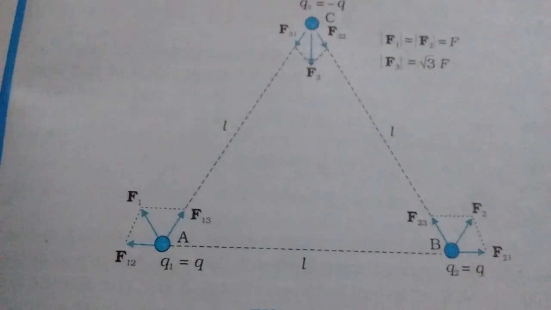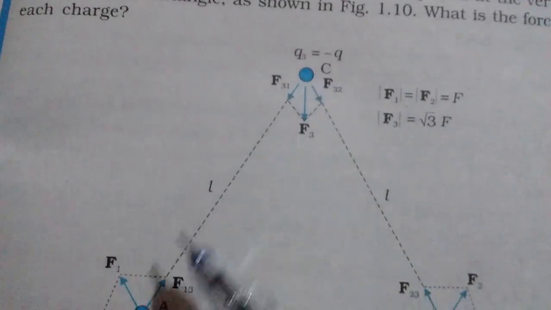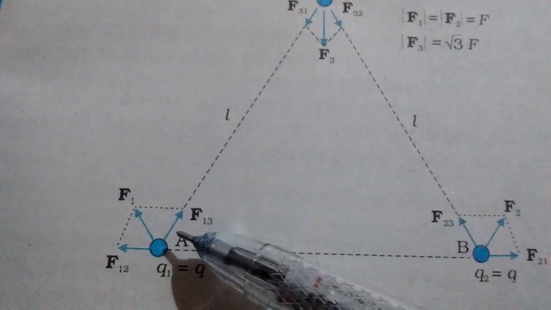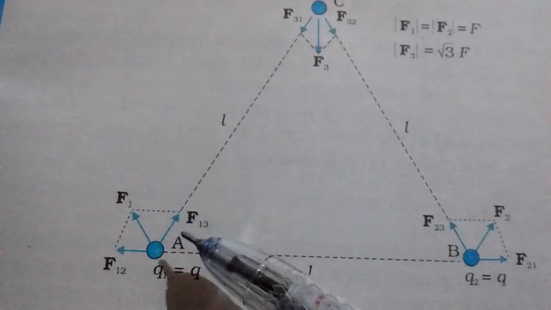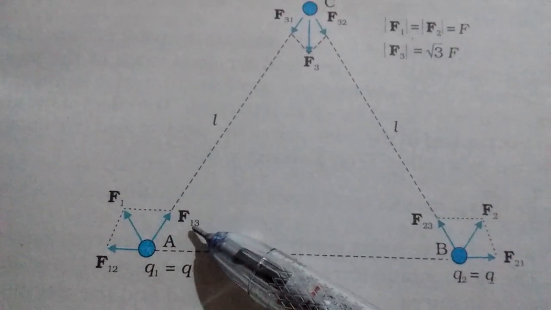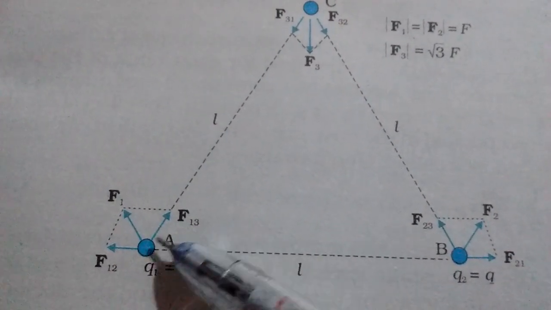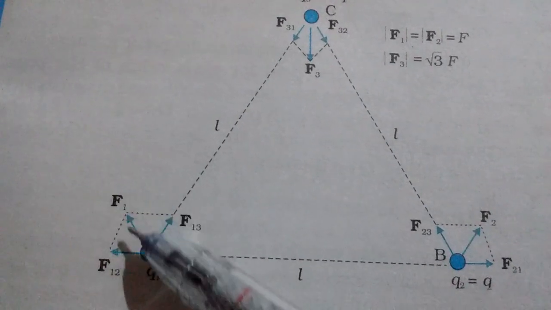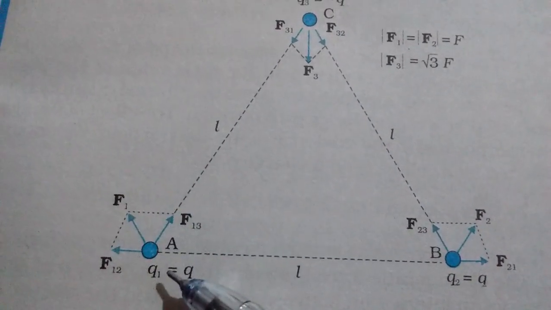Now this is a negative charge, that's why it will apply an attractive force on this plus Q. That's why its direction will be in this direction. F13, that is force on 1 due to 3. Now the resultant of these two forces will be the final force or net force on Q1. To find it out, we have to put the formula here.